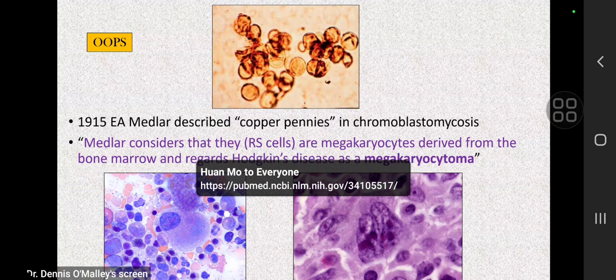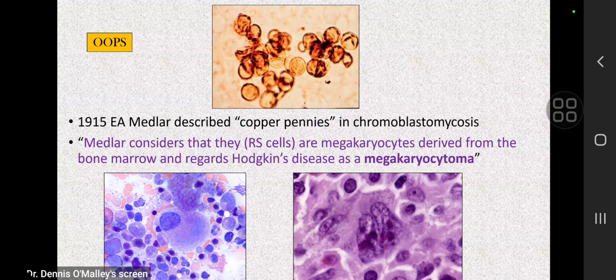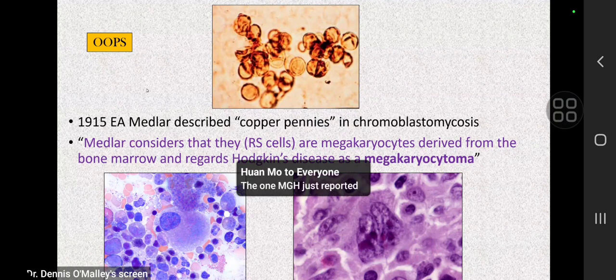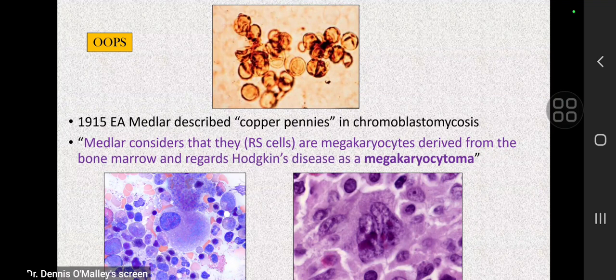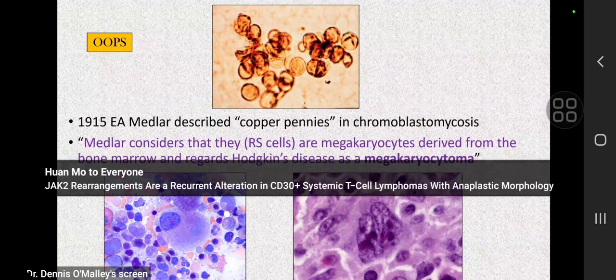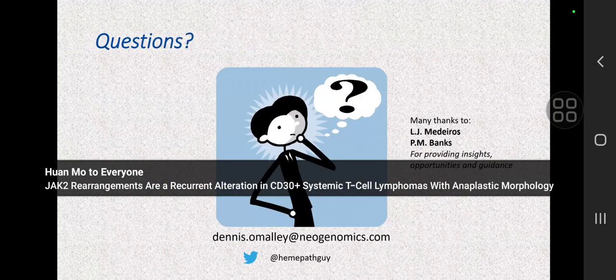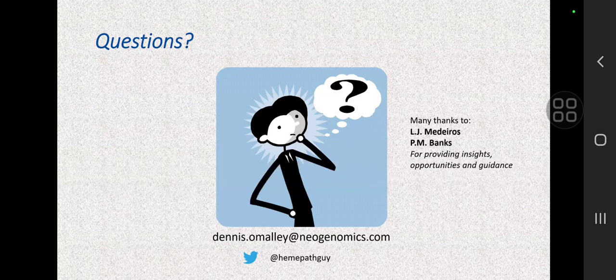Okay, I'm not going to read the paper in the middle of the lecture. One MGH just reported JAK2 rearrangements are recurrent in CD30 positive systemic T cell lymphomas with anaplastic morphology. Okay, so what? I mean, there's all kinds of genetic stuff that goes on in ALCL. That's a whole different story.